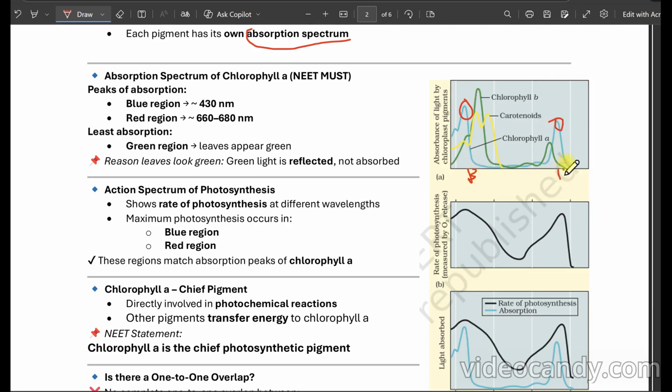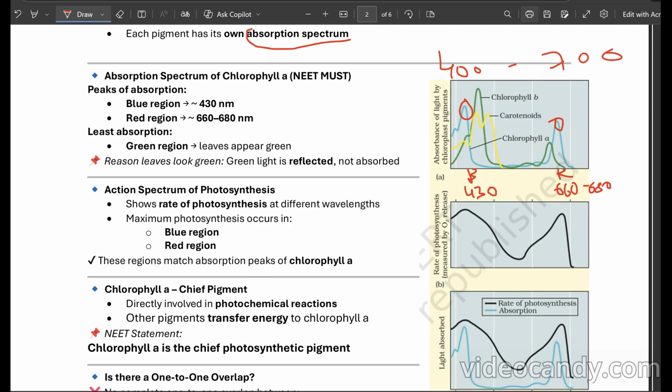This is red light. So what is its wavelength in nanometers? 430 nanometer. And the red light wavelength is 660 to 680 nanometer. Why is it coming between 400 to 700? Because we already know 400 to 700 is the visible spectrum. Visible spectrum के अंदर ये सब लाइट्स आता है. So 430 में blue light आता है, 660 to 680 में red light आता है.